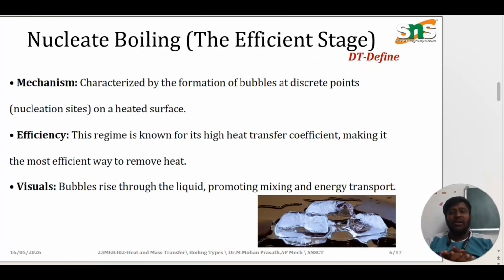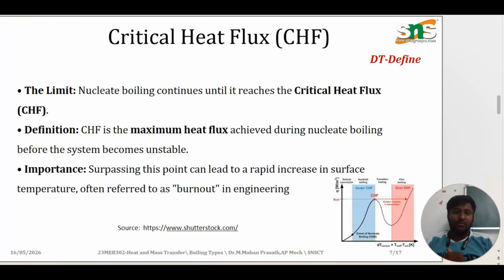Next, first is nucleate boiling. The mechanism of nucleate boiling is characterized by the formation of bubbles when heat is added to the liquid. In this region, the heat transfer coefficient is higher. The bubbles rise through the liquid, promoting mixing and energy transport.